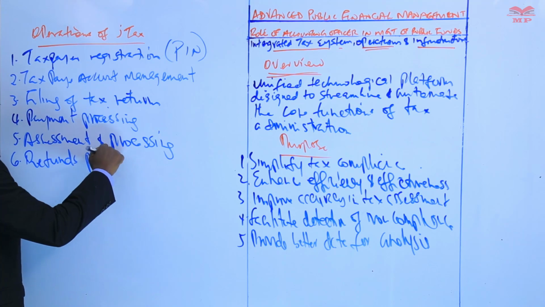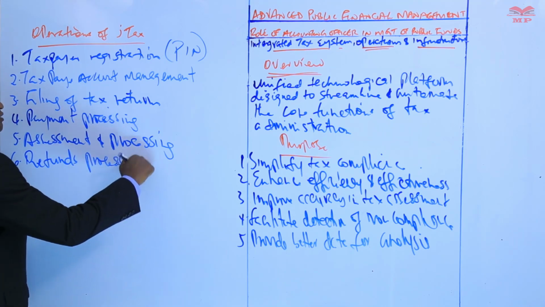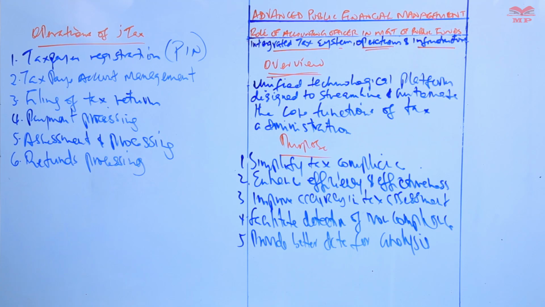Refunds processing. An integrated tax system manages the process of claiming and processing tax refunds, often allowing taxpayers to utilize approved funds to offset other tax liabilities. So an integrated system can help taxpayers to file or apply for refunds or to process claims for tax refunds.